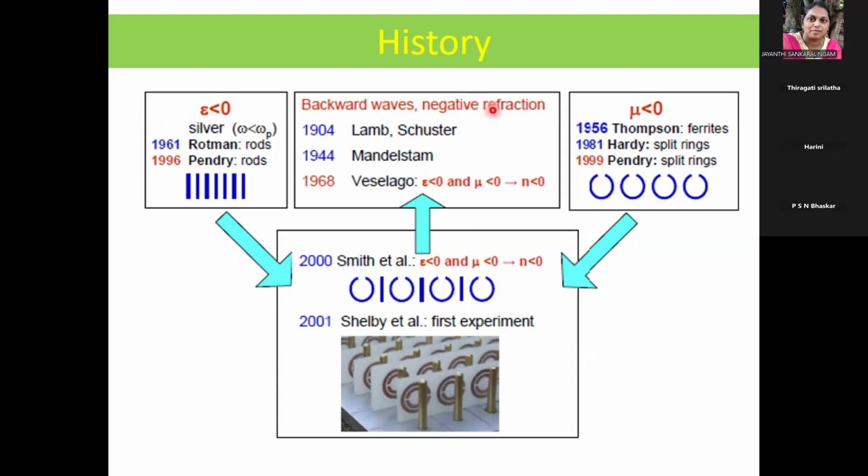These negative materials were also discussed long back in 1904 by Lamb and Schuster, and Veselago, mostly in 1968. These are all called Veselago materials.